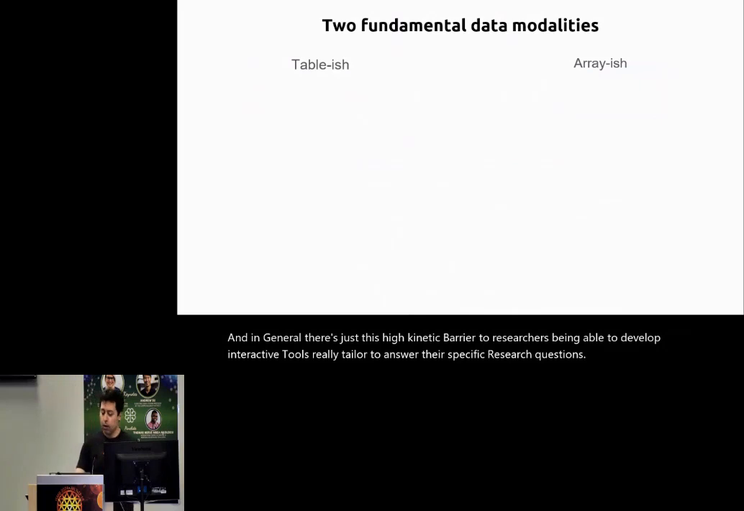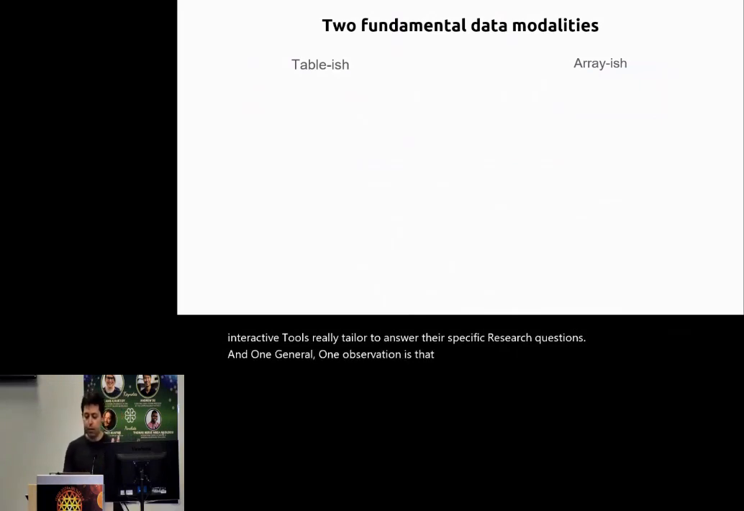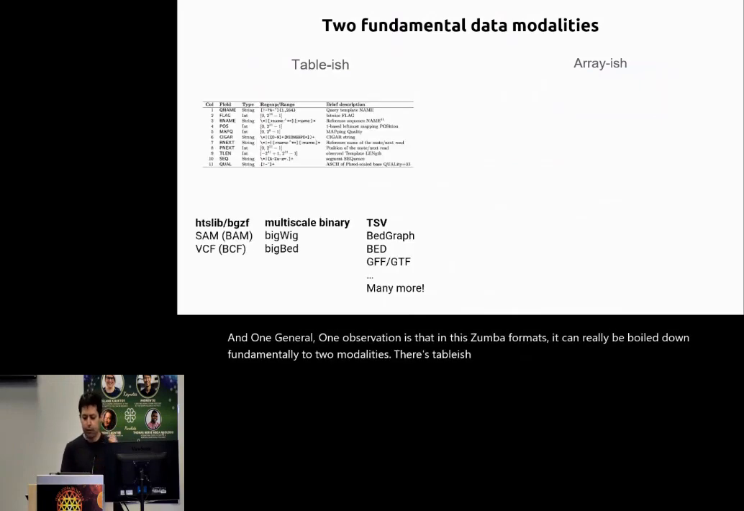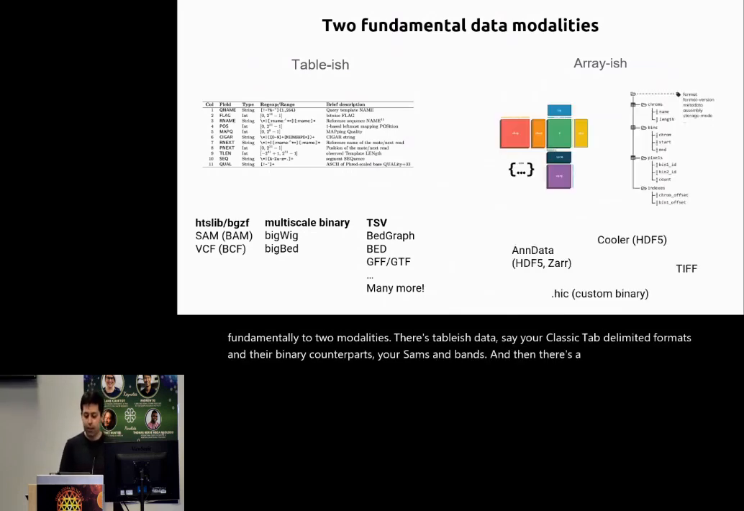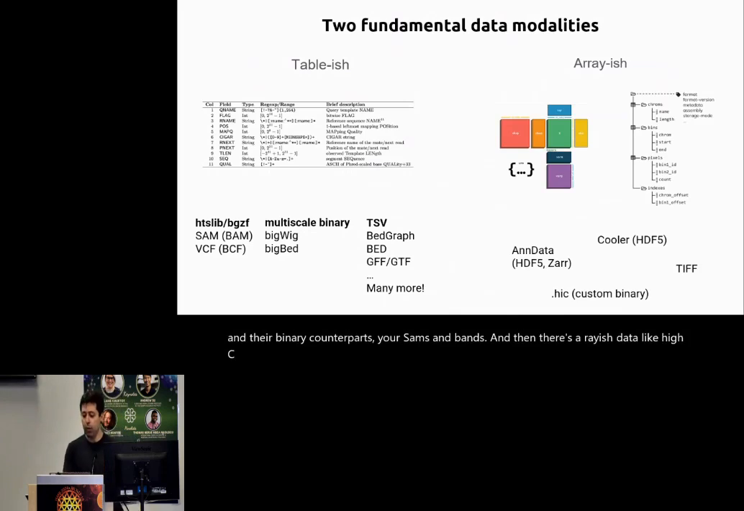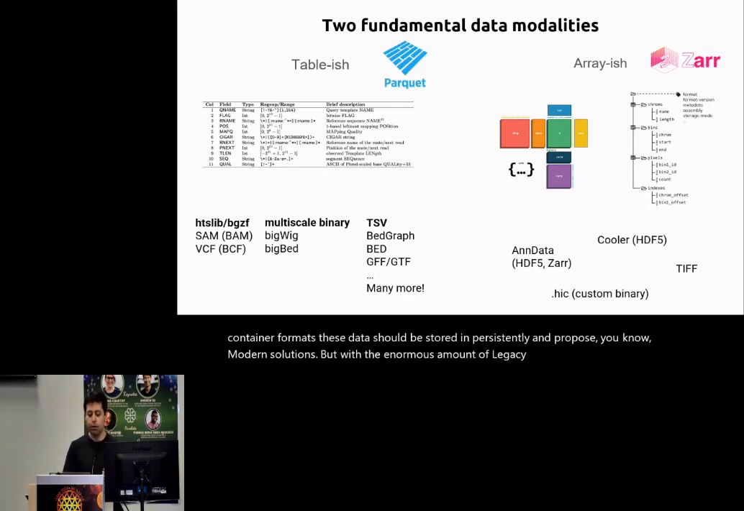One observation is that this zoo of formats can really be boiled down fundamentally to two modalities. There's table-ish data, say your classic tab delimited formats and their binary counterparts, your SAMs and BAMs. And then there's array-ish data like Hi-C contact maps, cell by gene matrices, and so on. We can always debate which format or container formats these data should be stored in persistently and propose modern solutions. But with the enormous amount of legacy data and the constant evolution of storage technologies, I don't think this is really the right problem to focus on first.